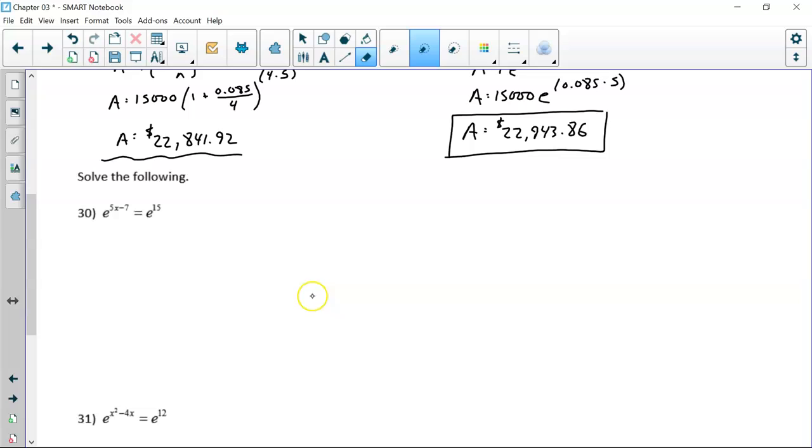Now, we're going to finish up by solving a couple of these. Now, just like we did earlier, when the bases are equal, the exponents are equal. This is that one-to-one property. The bases are both E, so the exponents are going to be equal to each other. 5x minus 7 equals 15. And there we go. We can solve by adding 8 to both sides. 5x equals 23. Divide both sides by 5. X equals 23 fifths.